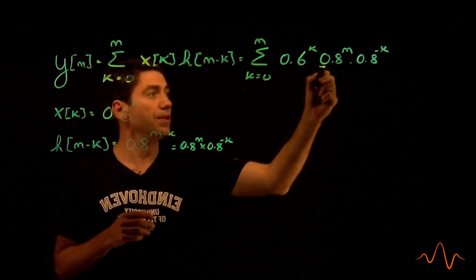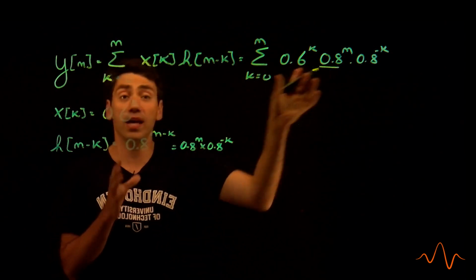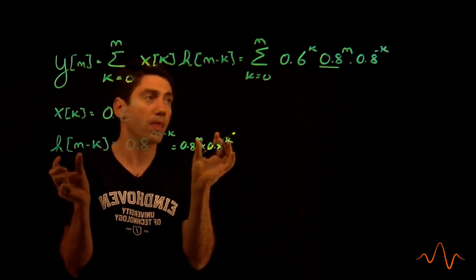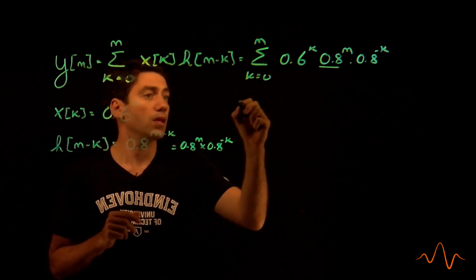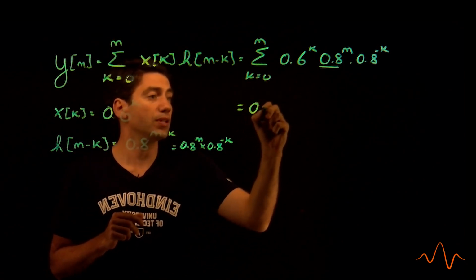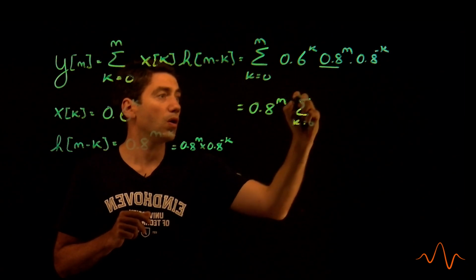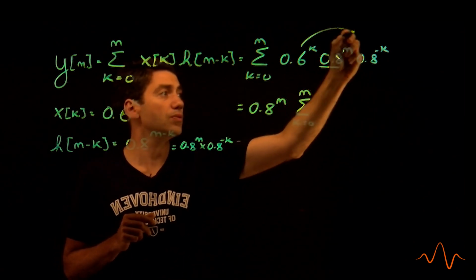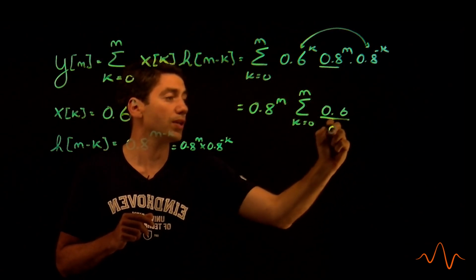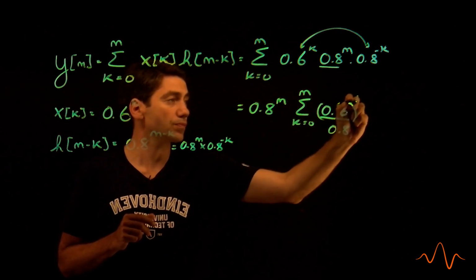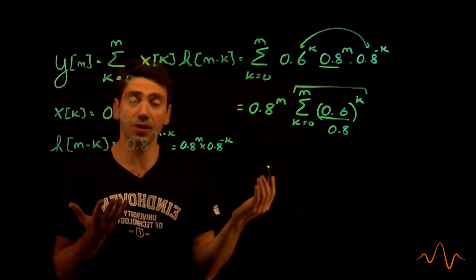So this term here does not depend on k, so we can take it out of the summation. That's because we have a constant multiplying several terms, and that constant we can just group all those terms and multiply by the constant. So basically we get 0.8 to the power of n times the summation from k equals 0 of the remaining terms, and I can group these two and write them as 0.6 over 0.8 to the power of k. Now we notice that this is a sum of a geometric series, and we have a formula for that.